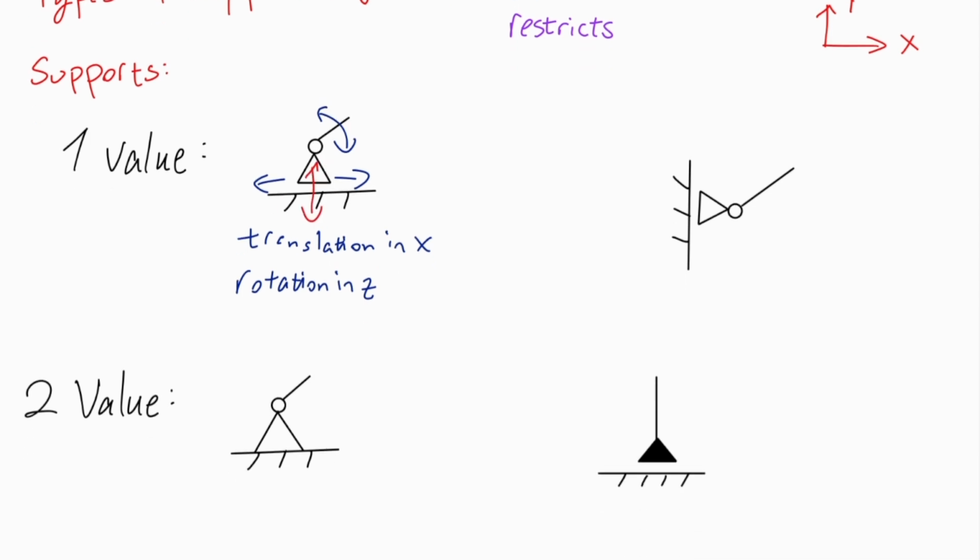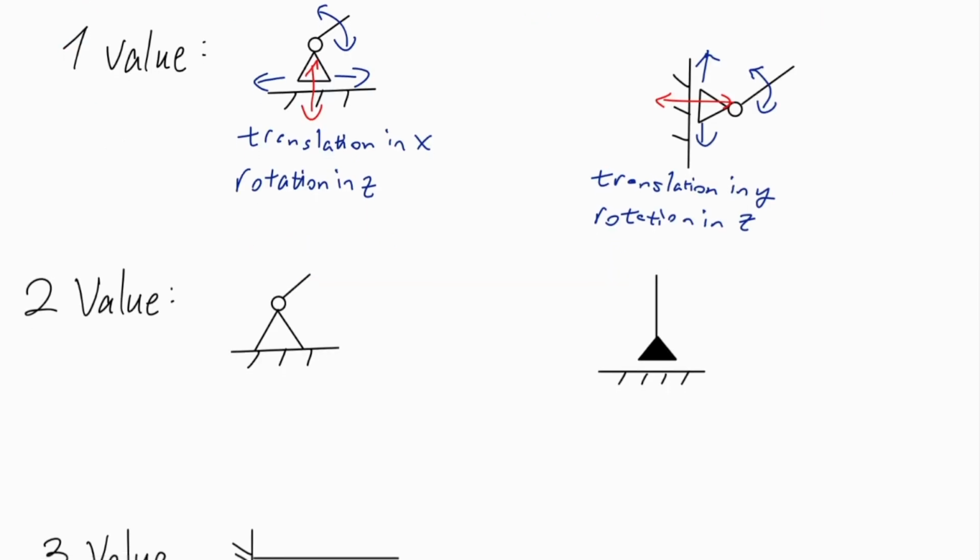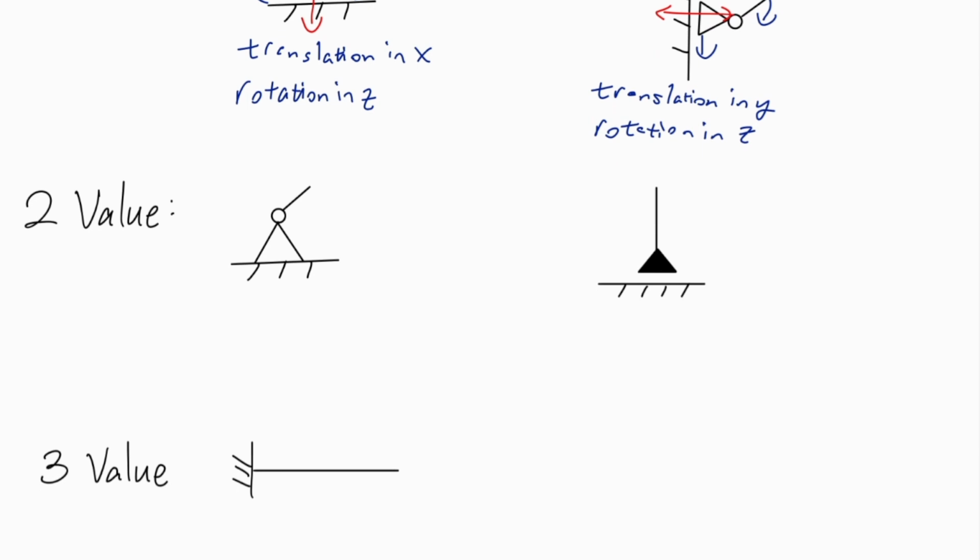And this one is very similar. This one allows for movement in the y direction and a rotation in the z direction, but does not allow for a movement in the x direction. So those are the one-valence supports. Now we're going to encounter two-valence supports. This is one of the most common types of supports. It's very important. This is known as a hinge joint or just a standard two-valence support.